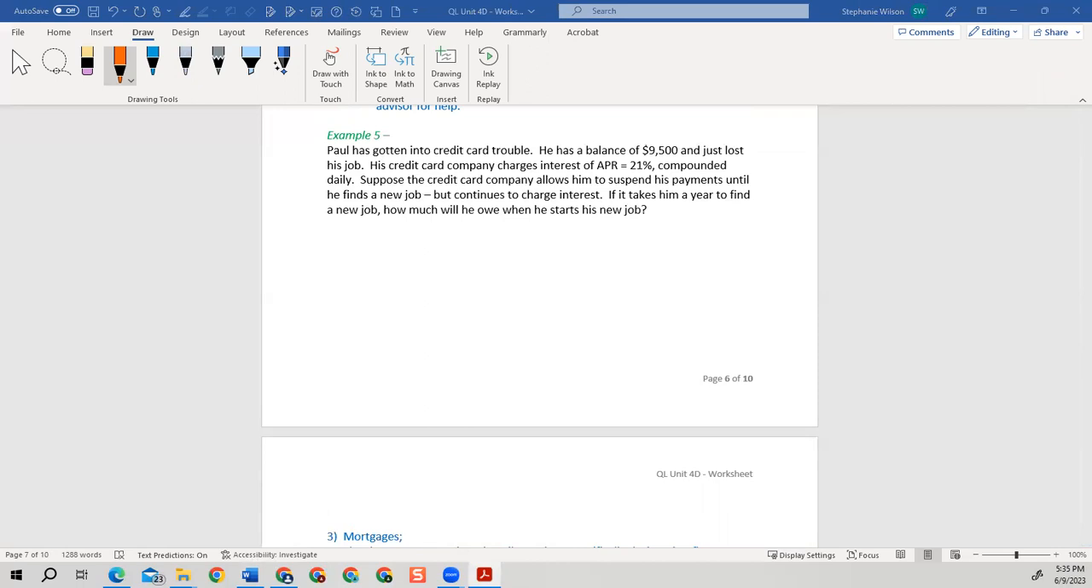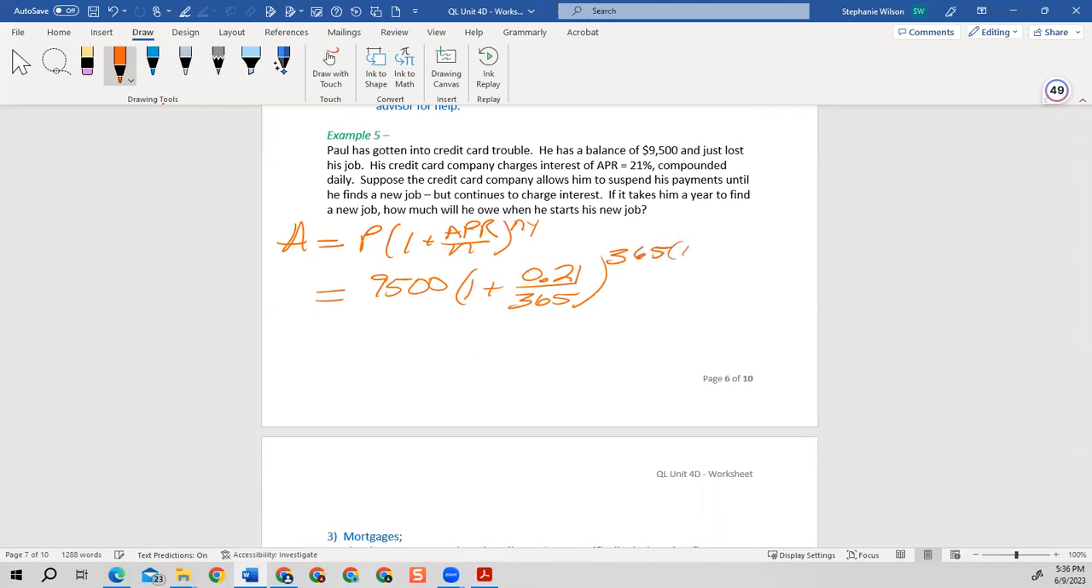So what we're going to do is say, okay, A equals P times 1 plus the APR over N, raised to NY. So let's plug in what we know. We know that the $9,500 is what's owed on the credit card. It's drawing an interest of 21%. It said daily, so it's 365 days, raised to the 365 days times 1 year.